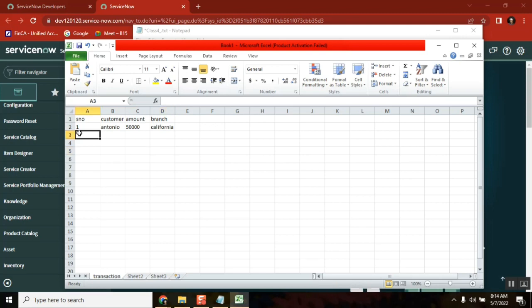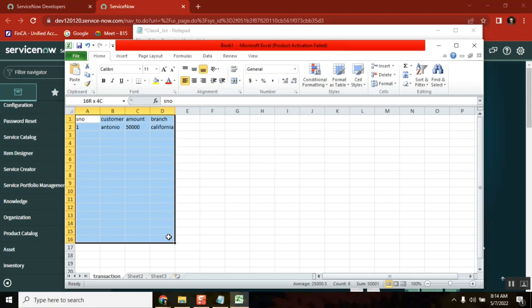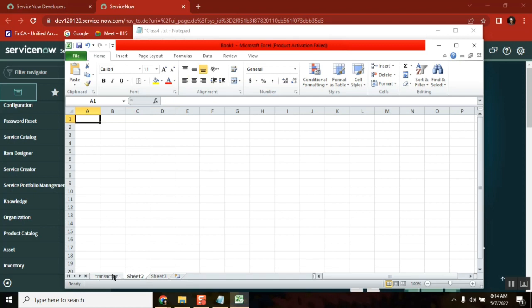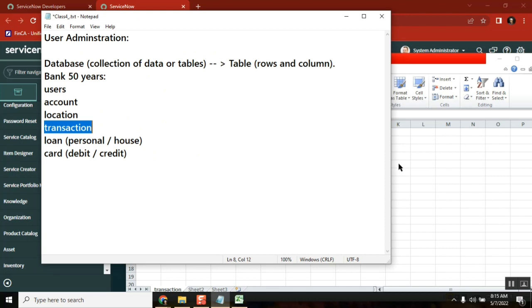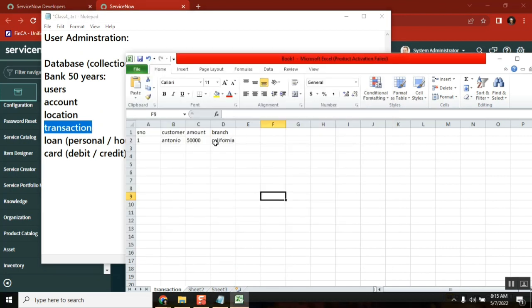Again, it will be one more row, one more row, one more row. This is how the database is aligned in the form of tables. If you have another transaction, another set of data, then it will be another table. So the entire database is a mix of tables. Is this clear? I'm showing it in an Excel sheet, but this is the same way it will be stored in the backend database also. Yes, clear.